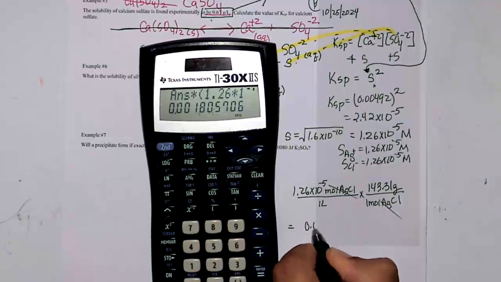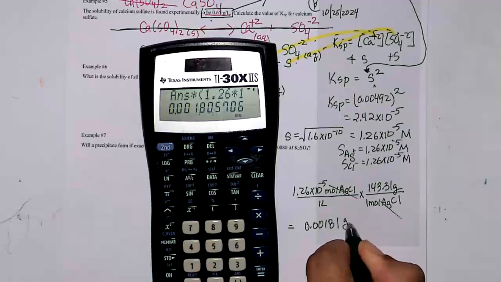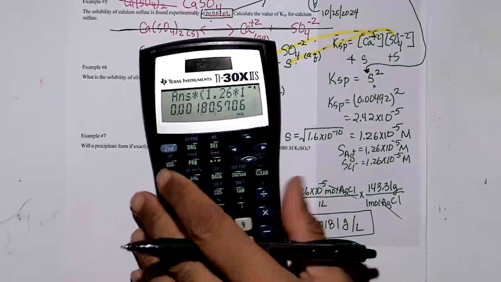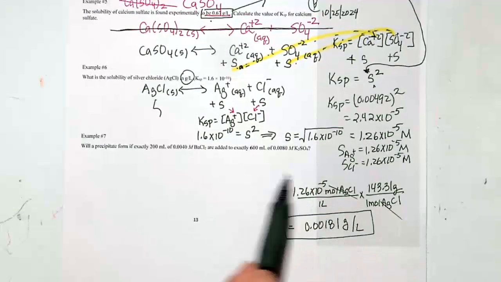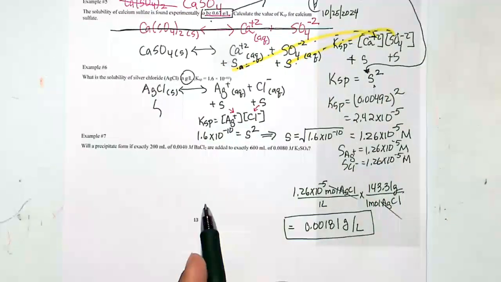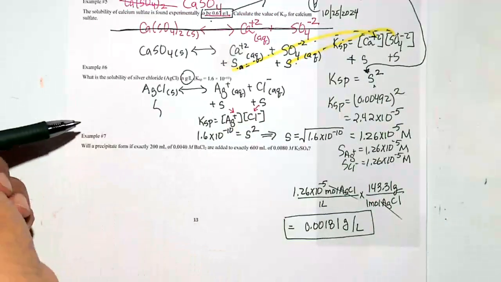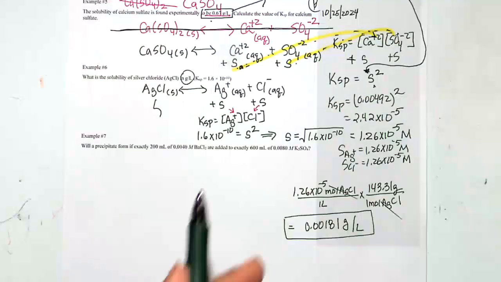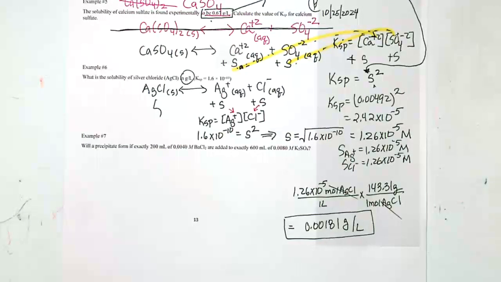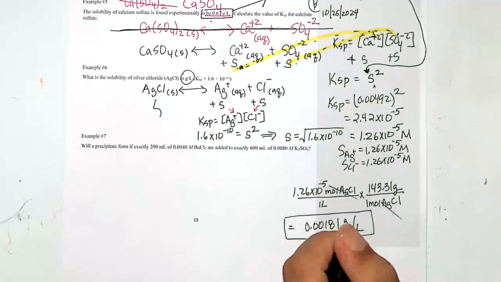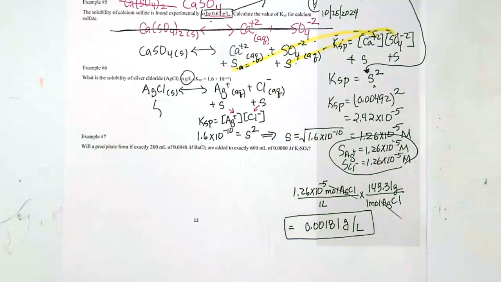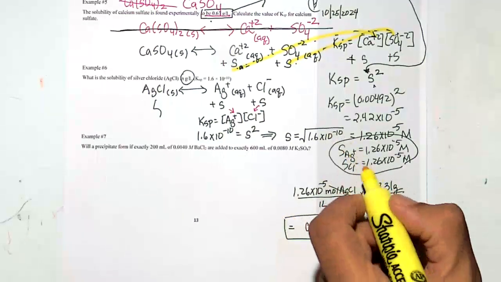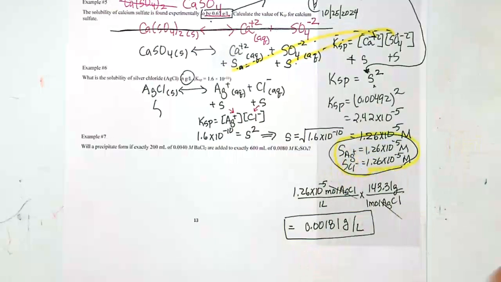0.00181 grams over liter. So 0.00181 grams of Ag plus will dissolve per liter of solution, and 0.0018 grams of Cl minus will be dissolved per liter of solution. Usually we go with molarity, like on the exam. You don't have to do this step, but in some cases problems ask you the solubility in grams over liter, but I'll ask you the solubility in terms of moles over liter on the test.